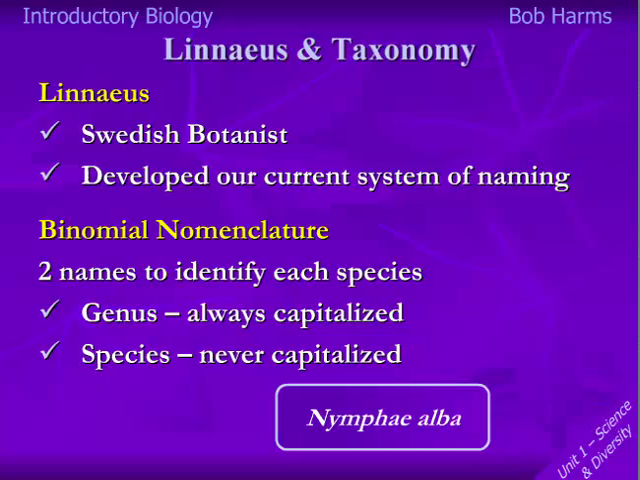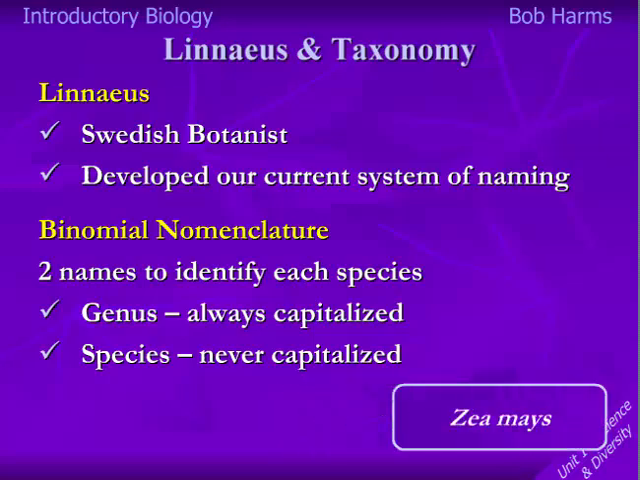I mentioned Nymphea alba as that white water lily. Alba, it turns out, is Latin for white, and so a lot of different organisms that have white characteristics might have alba as part of their species name. But the alba doesn't mean anything by itself. We have to have the genus and species together, Nymphea alba, to describe that particular species. Something like Zea mays, or corn, a very common species around here.